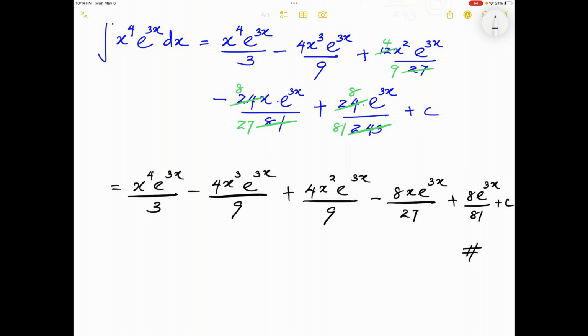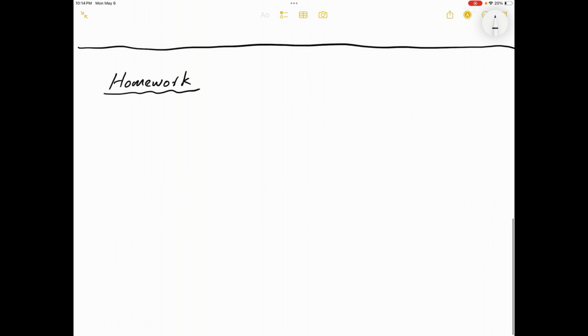If you would like to try this method and do a homework question, I would like to give you one. Alright, here's my homework question. Integrate x raised to the 5th power sine 2x dx. Using the method discussed in the video, you can get the answer fairly quickly.